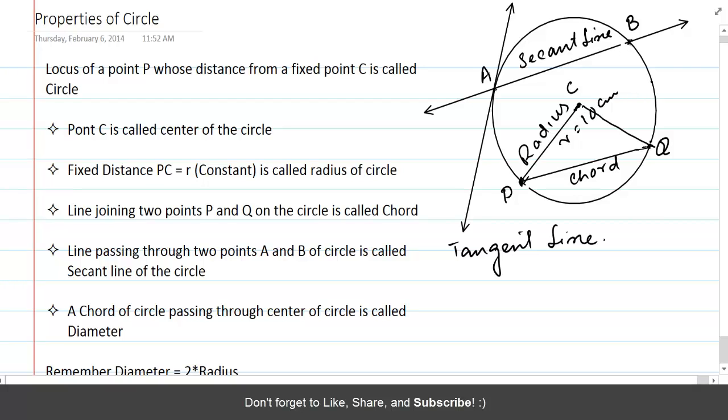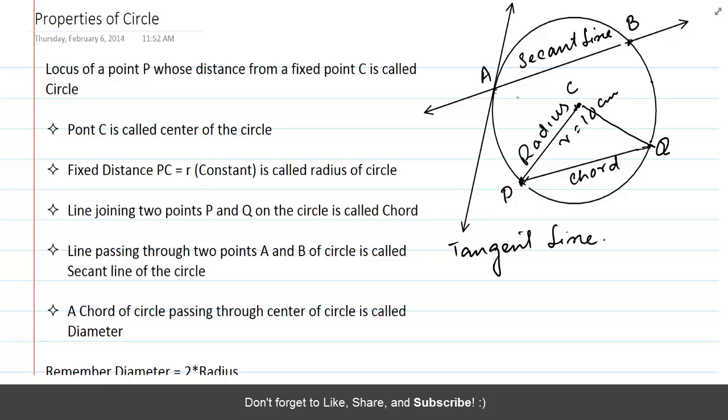B is another point such that its distance from C is still 10 centimeter. Then B is also a point of the same circle. And A is another point such that the distance of A from C is still 10 centimeter. Then this path on which the point P can move and can occupy new positions, but always maintains its distance of 10 centimeter from the fixed point C, will be called a circle.